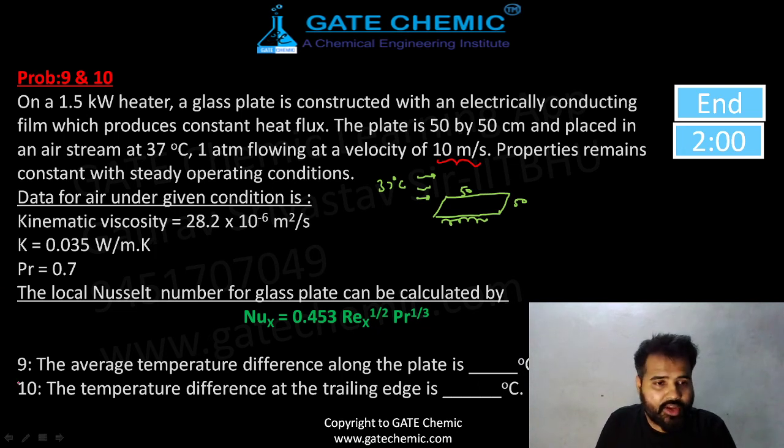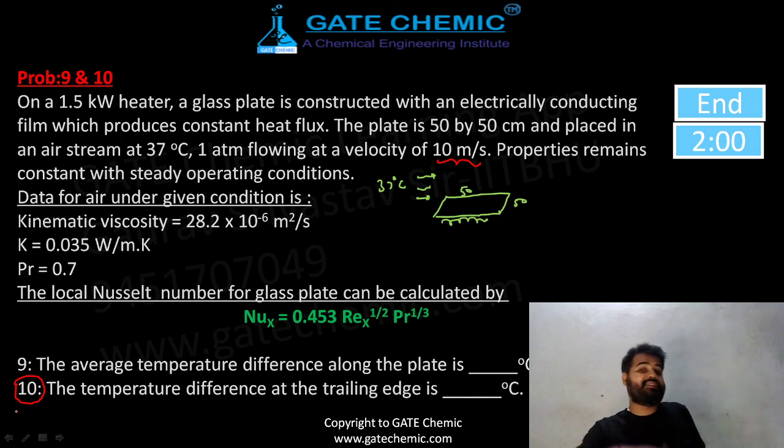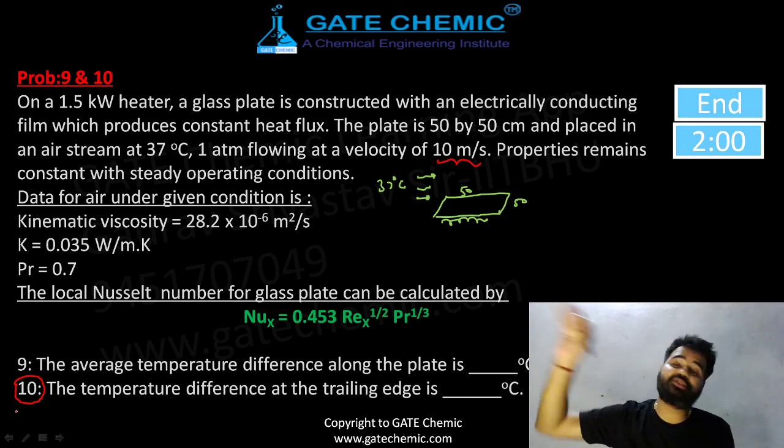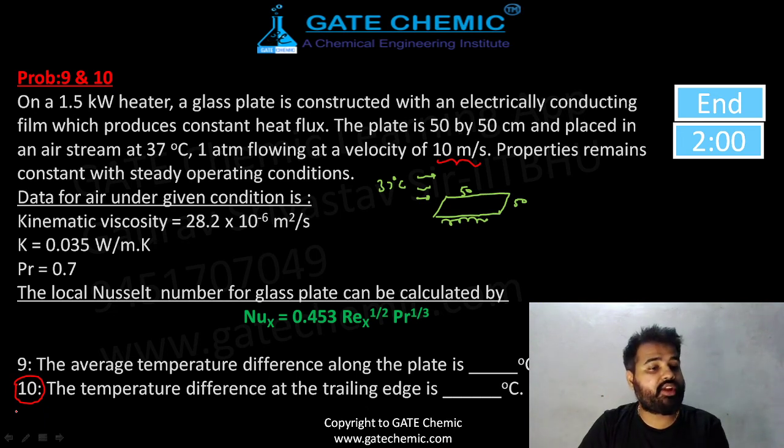So will you apply this one? This one, 10th number beta. The temperature difference at the trailing edge. This time I want to know the temperature difference at the trailing edge, and I don't want to know the average temperature difference along the entire plate. I just want to know the temperature difference at the trailing edge. So quickly, try it.